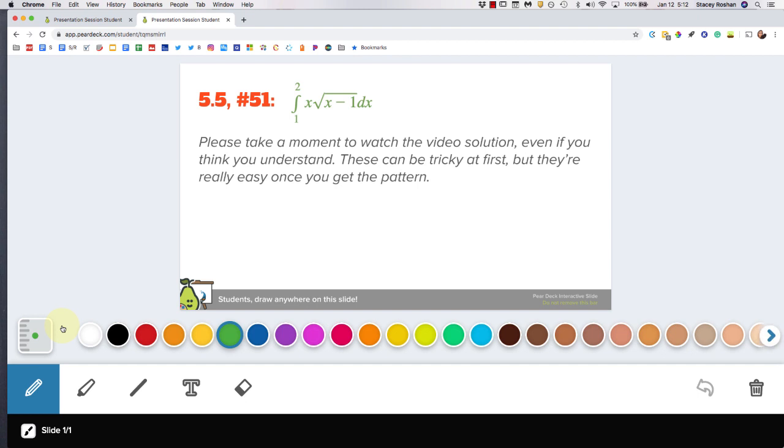So to wrap things up, we're going to do one more question, which is tricky at first, but once you get the hang of it, these really are no more difficult than the types that we've been doing. So this is from your homework 5.5, number 51. And so what's tricky about this, let's go ahead and do what we normally would do in this one and identify the u and the du.